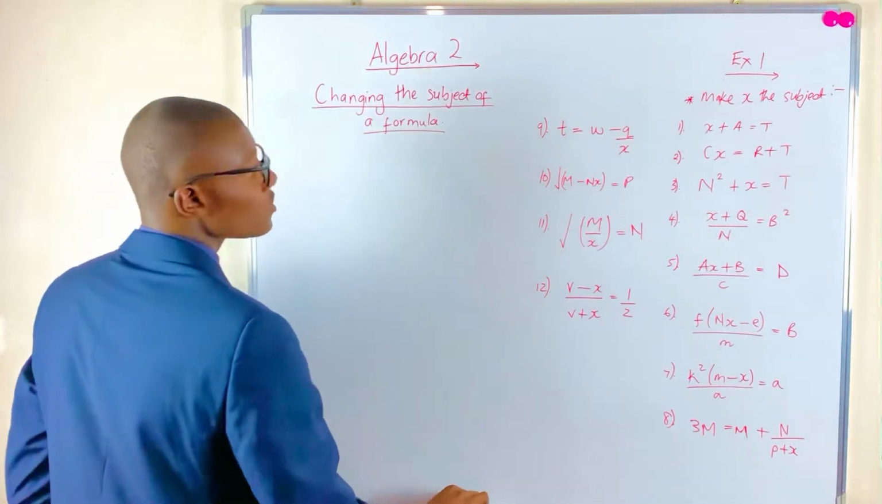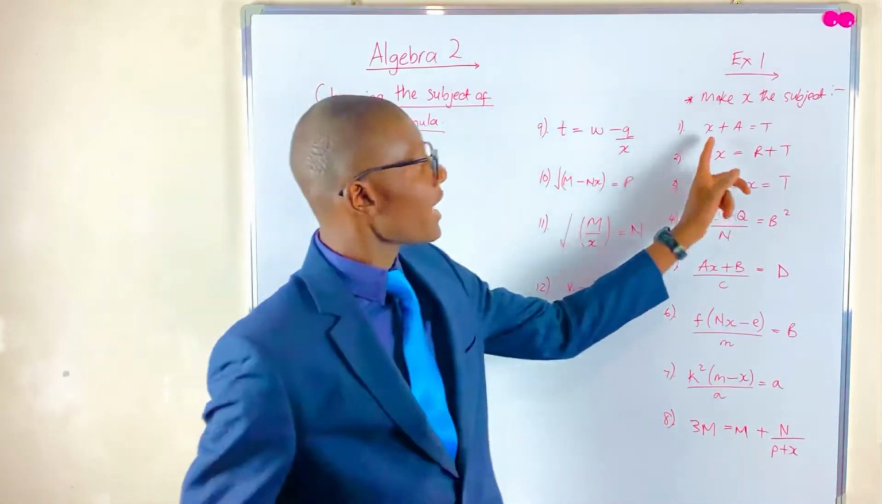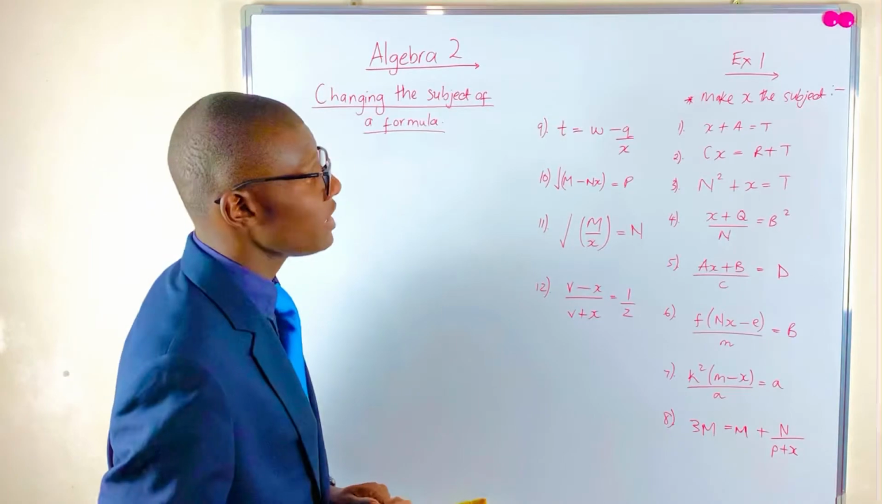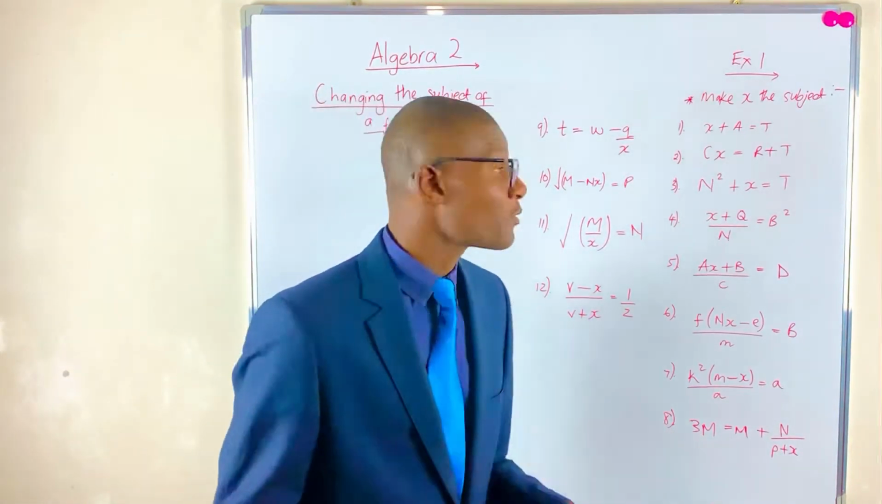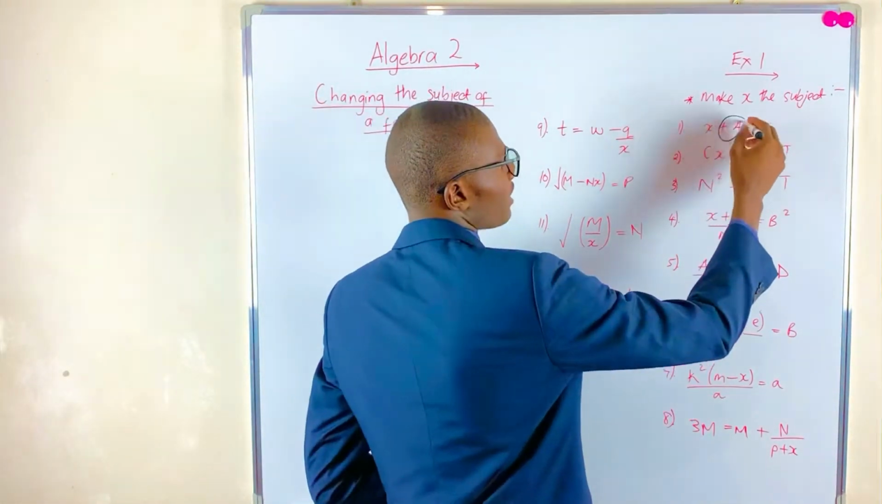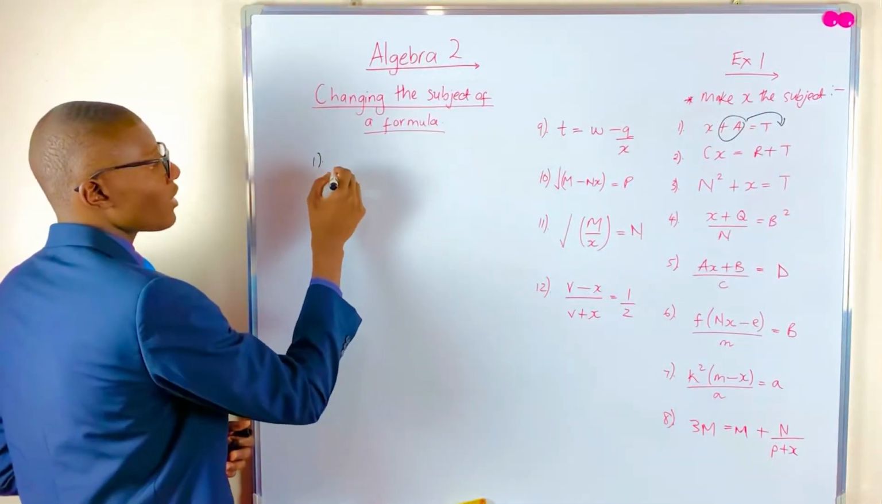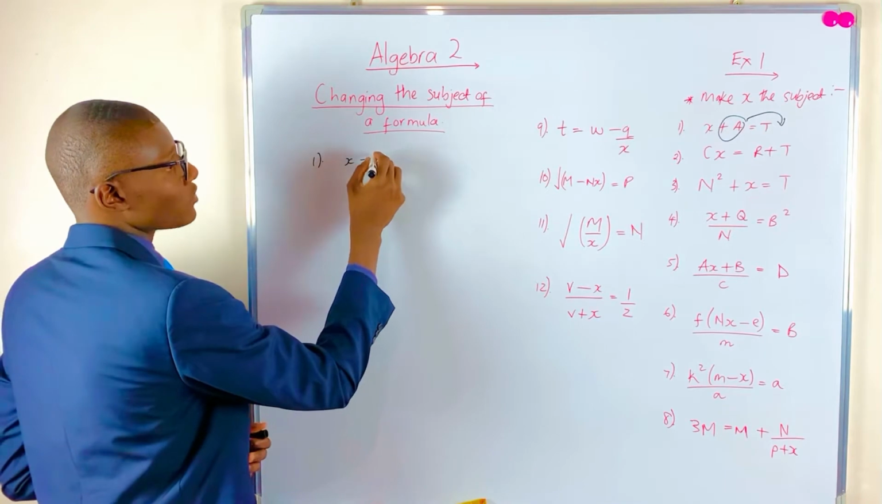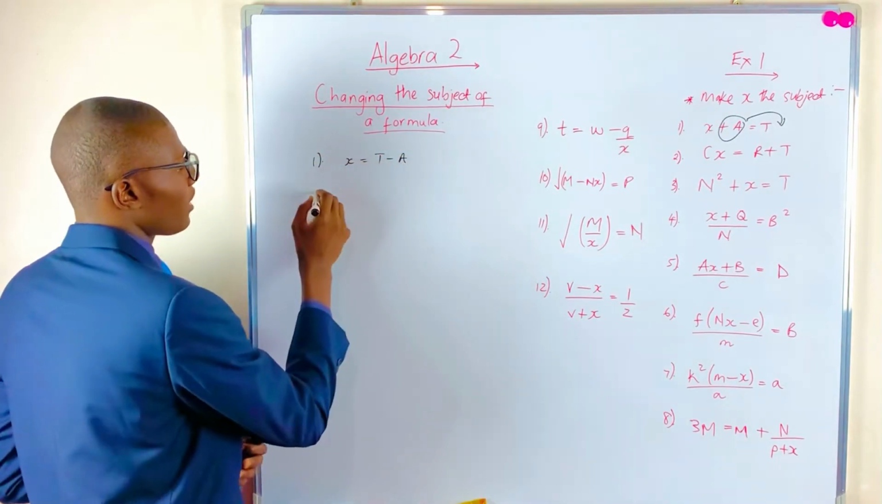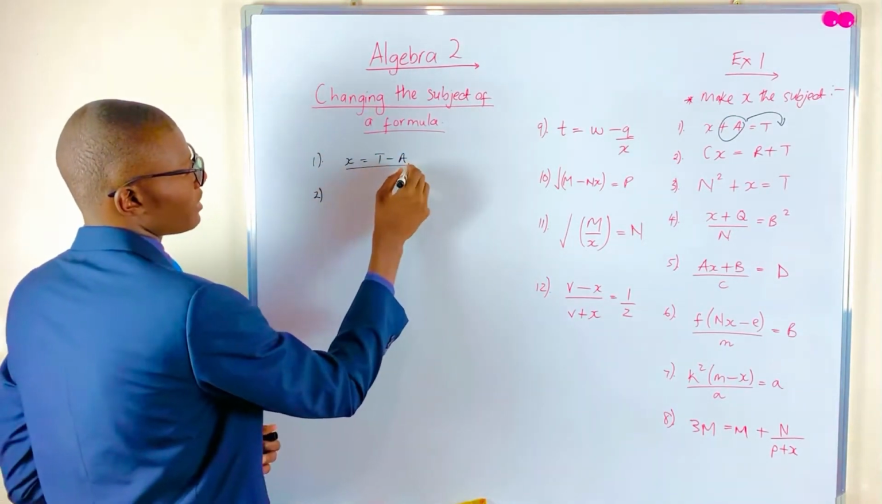Okay, so the first one, we've got x plus a is equal to t, and making x the subject of the formula, we're just taking this a to the right hand side, such that for number 1, x is equal to t minus a. Just that, then we're done.